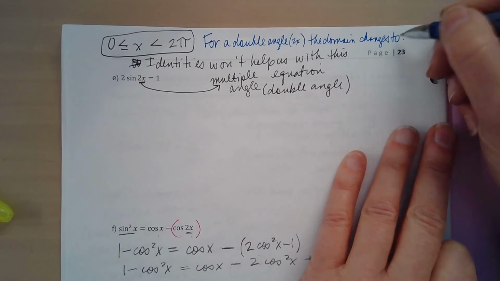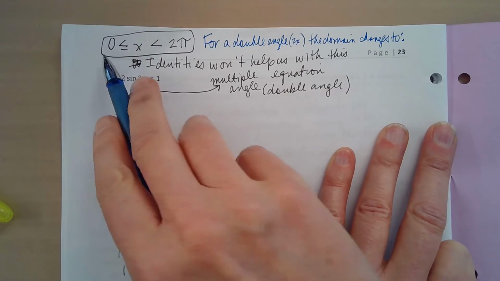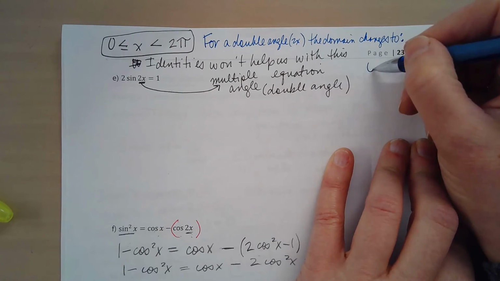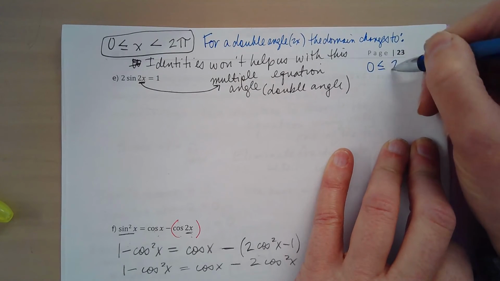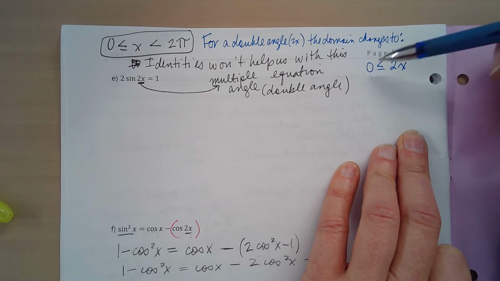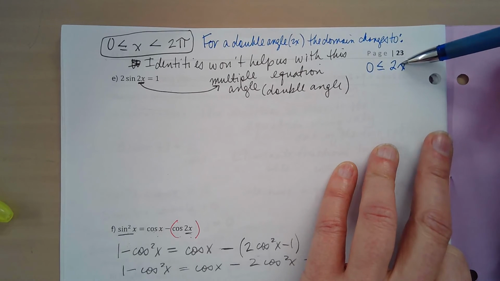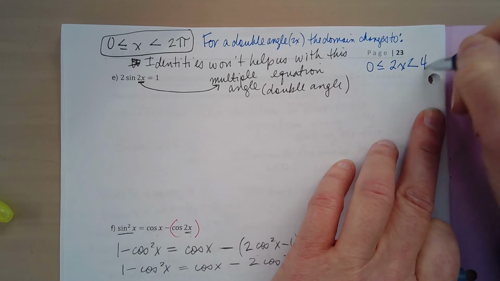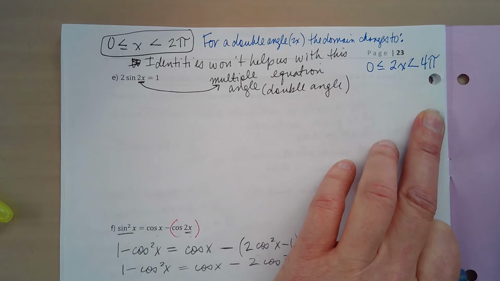okay, so see if this makes sense to you. Instead of 0 less than or equal to x less than or equal to 2 pi, I have a 2x here, right? So my whole domain has to double. 2 times 0 remains 0, so my starting position is the same. I doubled the x, so I have to double the 2 pi and I get 4 pi. Okay?